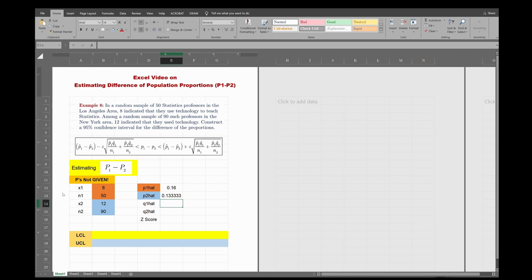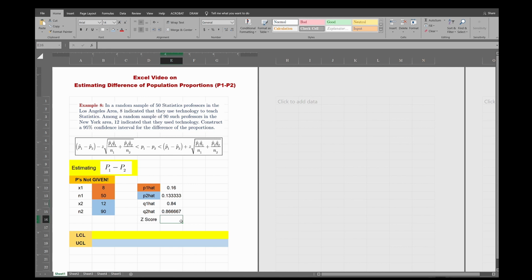Now Q1 hat, we always know in probability and stats, no matter what chapter or module you're studying, P and Q are always complements of each other. So Q1 hat will be equal to 1 minus P1 hat, which is that one there. Q2 hat will be equal to 1 minus P2 hat, which is that one. And my z-score is 1.96, or I can use a command to do it.